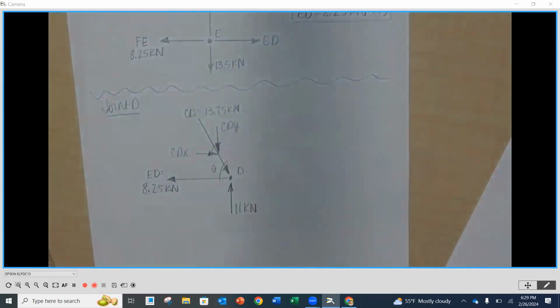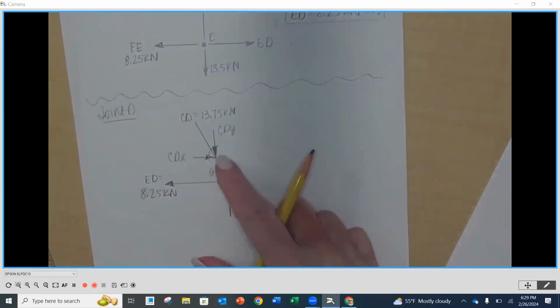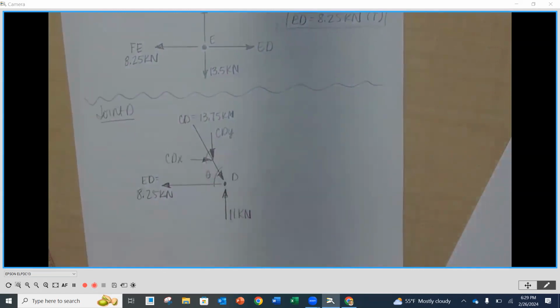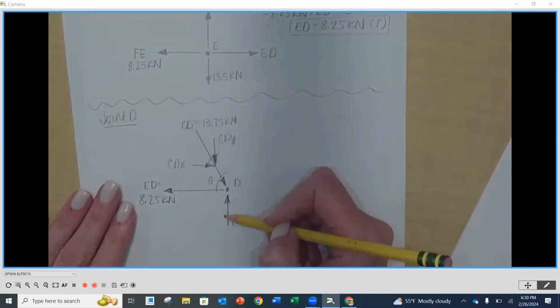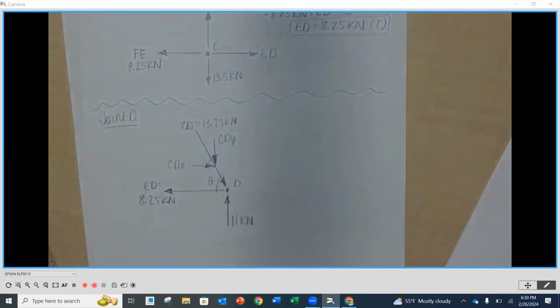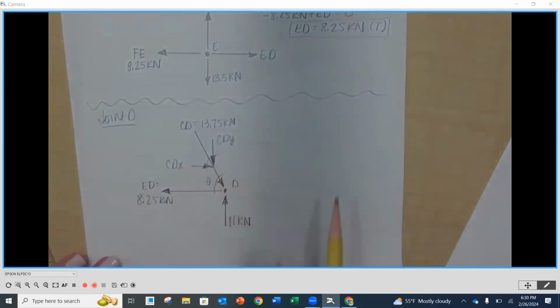Okay, now we're going to have to calculate the magnitudes of these to make sure that they balance out with the numbers going in the opposite directions. Directions right now look great. I've only got two Ys, one going down and one going up. I've only got two X's, one going to the right, one going to the left. So my hope is CDY is going to equal 11 and CDX is going to be equal to 8.25.